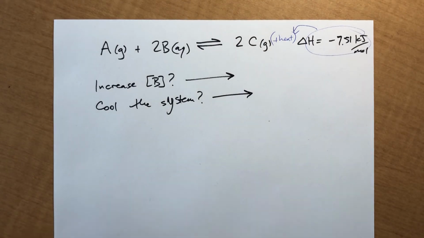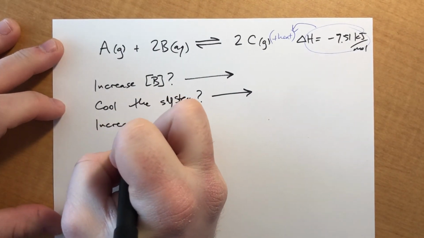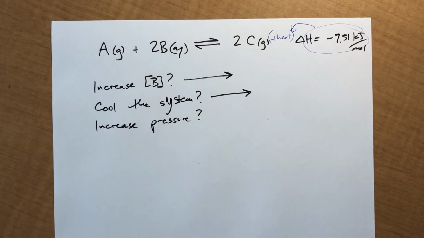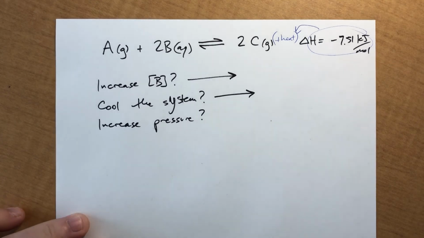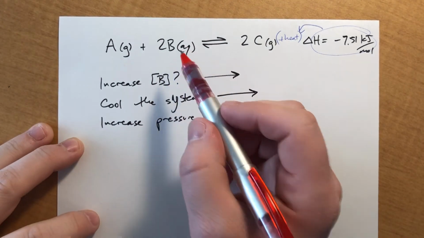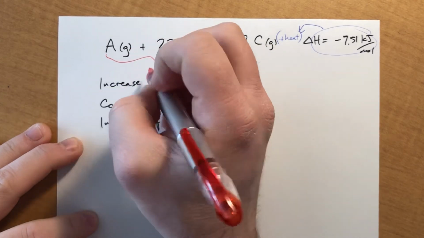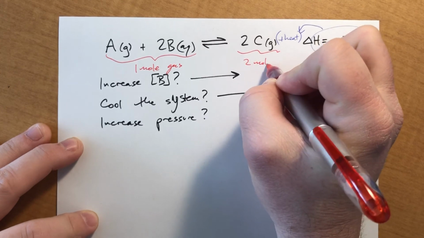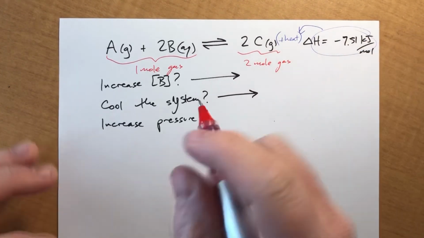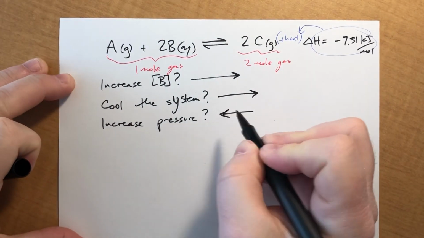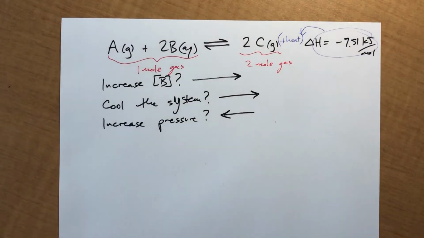What happens if we increase the pressure? If we increase the pressure, what we're looking at is the number of moles of gas. The aqueous compound has no bearing on this, but on this side of the reaction there is 1 mole of gas, and on this side there are 2 moles of gas. If you increase the pressure, it's going to go to the side with the fewest moles of gas, so it should shift to the left because there's only 1 mole of gas on this side.